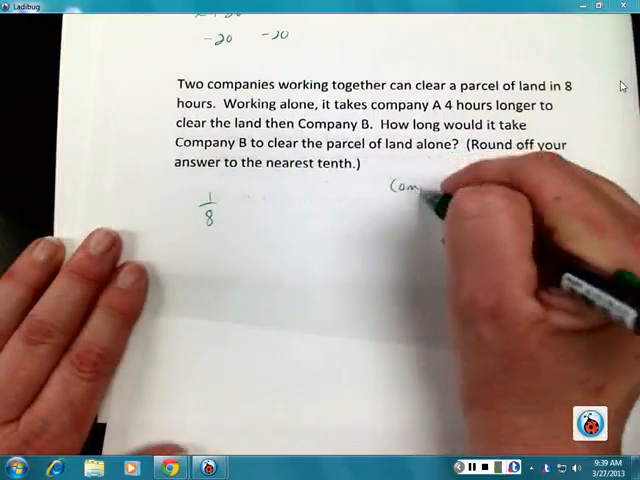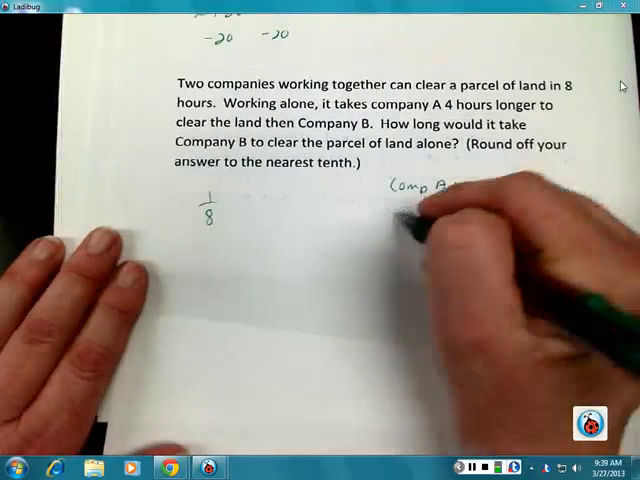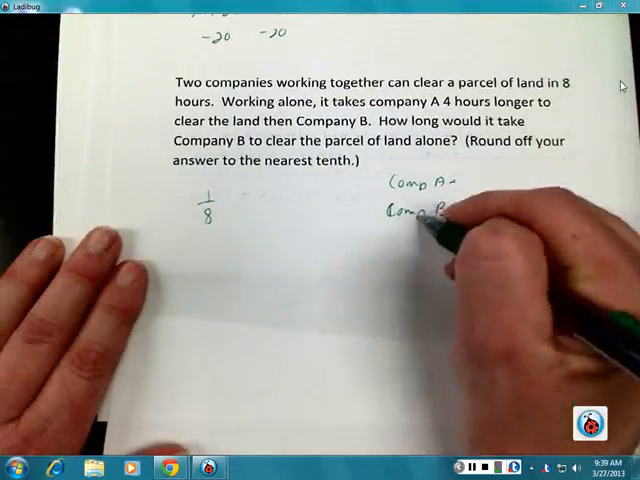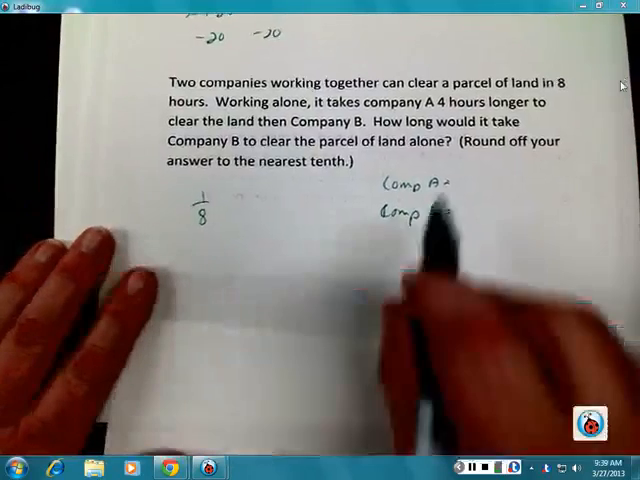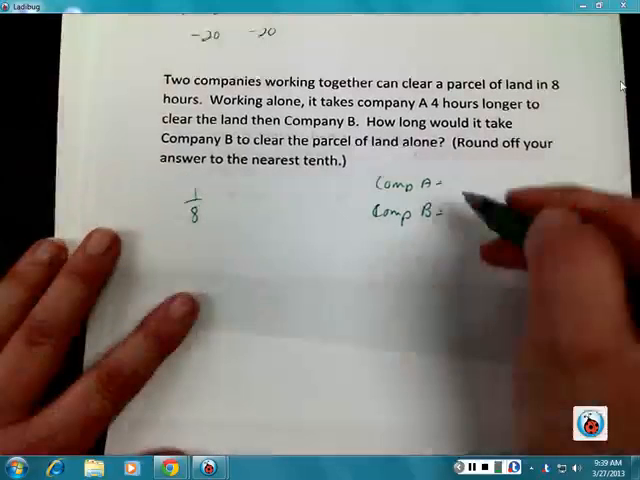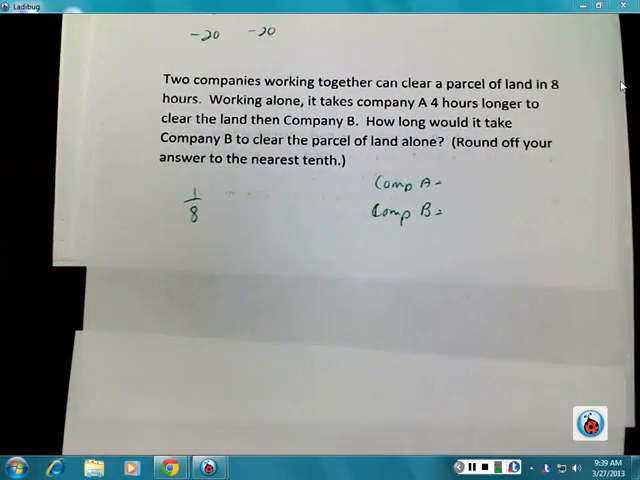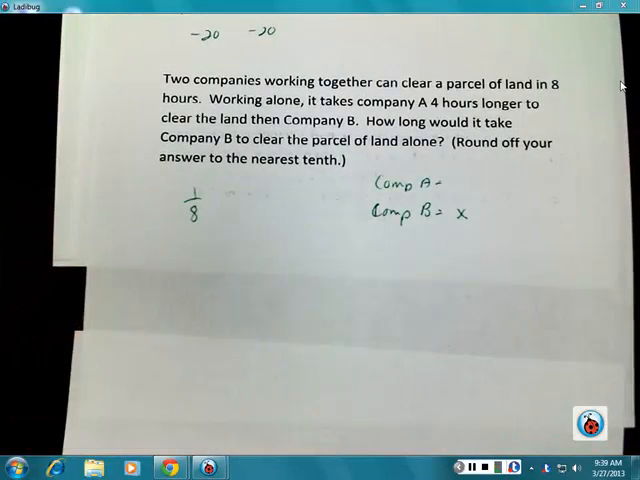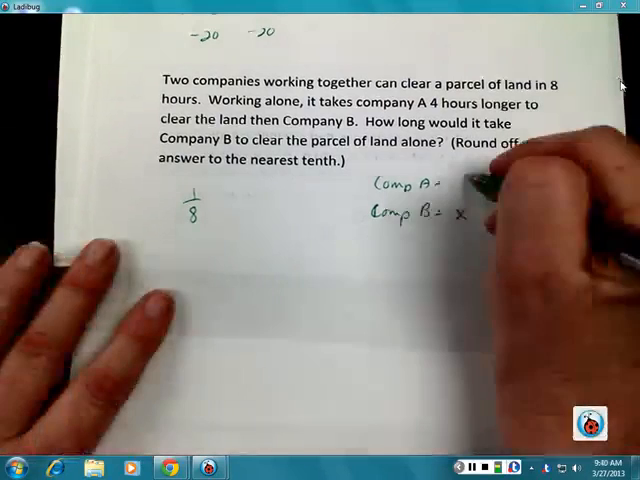So Company A and Company B, what do we know about those? It says it takes Company A 4 hours longer to clear the land than Company B. So who do I not know a thing about? B. So we're going to make it x. Okay. What do I know about Company A? Just takes them 4 hours? 4 hours longer. What does that mean? Than company B. Yeah, x plus 4.